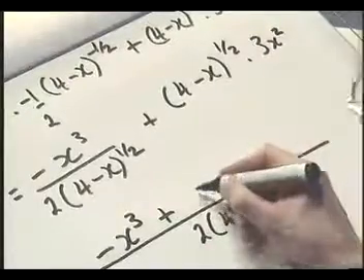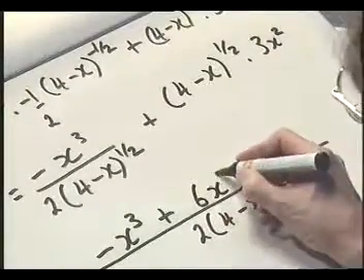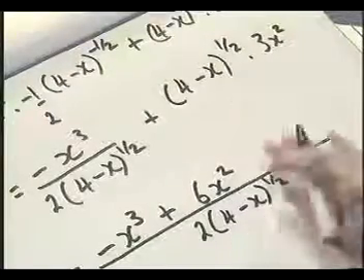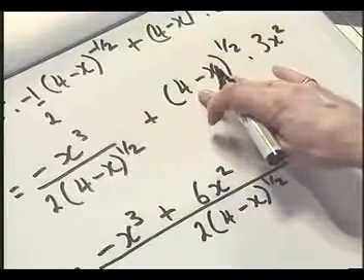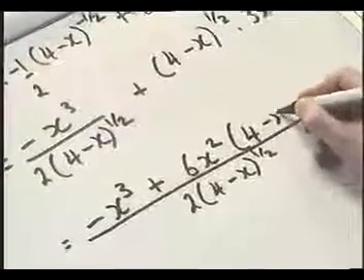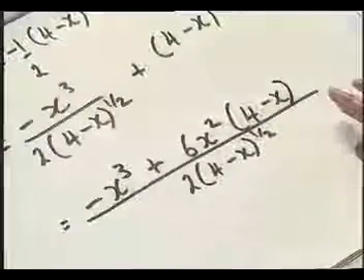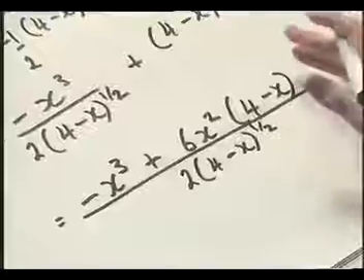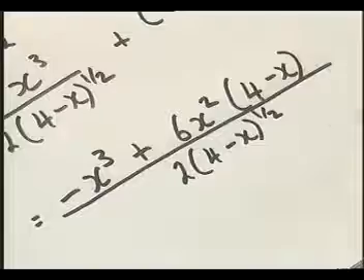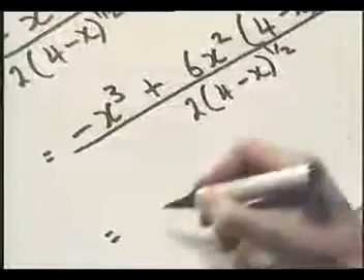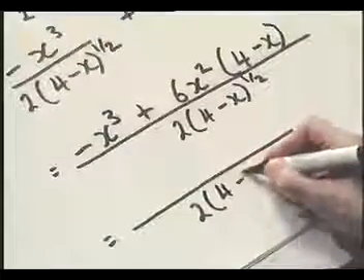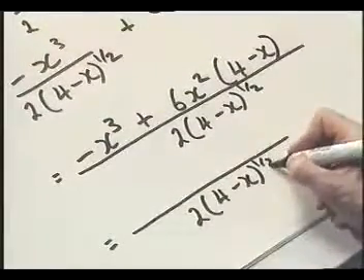So we must multiply everything here. So 2 times the 3 is going to give us 6x squared. And then we have 4 minus x to the power a half multiplied by 4 minus x to the power a half. So that just gives us 4 minus x, because if we add the half and the half together, that's 1. And to the power 1 is just traditionally written as 4 minus x. Equals. The denominator can stay the same. We've now got it all over this common denominator.